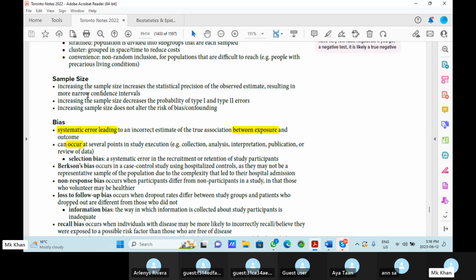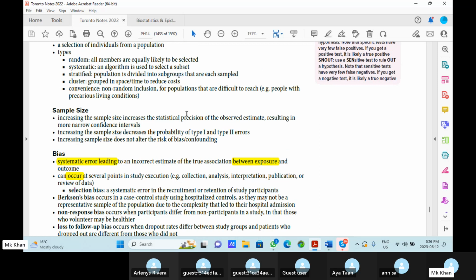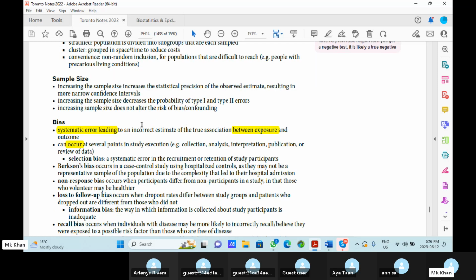Now the sample size. Increasing the sample size increases the statistical precision of the observed estimate, resulting in a more narrow confidence interval. So basically it means as the sample size increases, there are more people to have a test on, so it is statistically significant. Increasing the sample size decreases the probability of type 1 and type 2 errors, and increasing the sample size does not alter the risk of bias and confounding.